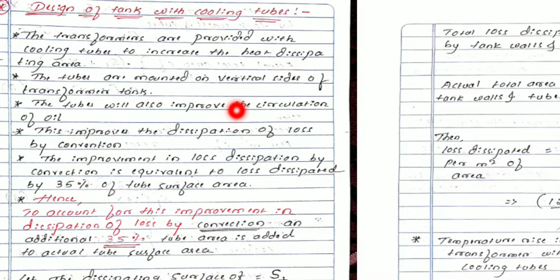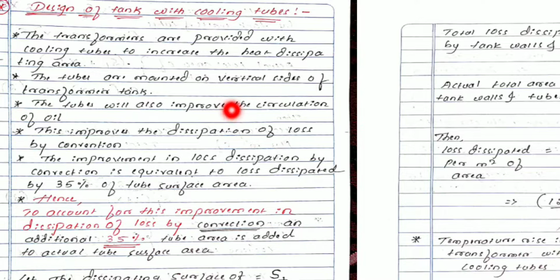The convection process is nothing but the transferring of heat from one place to another by the movement of fluids. That is called the convection process. By this natural convection principle only, the oil flows in the transformer tank. That is the reason this type of cooling is called oil natural cooling. Getting my point?